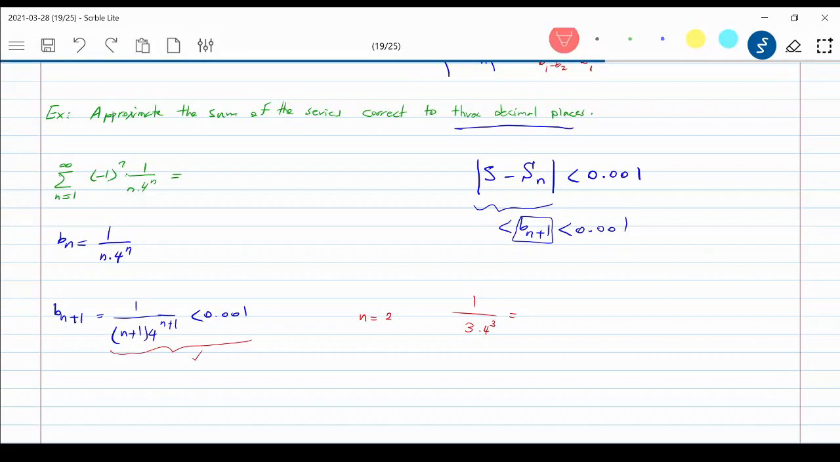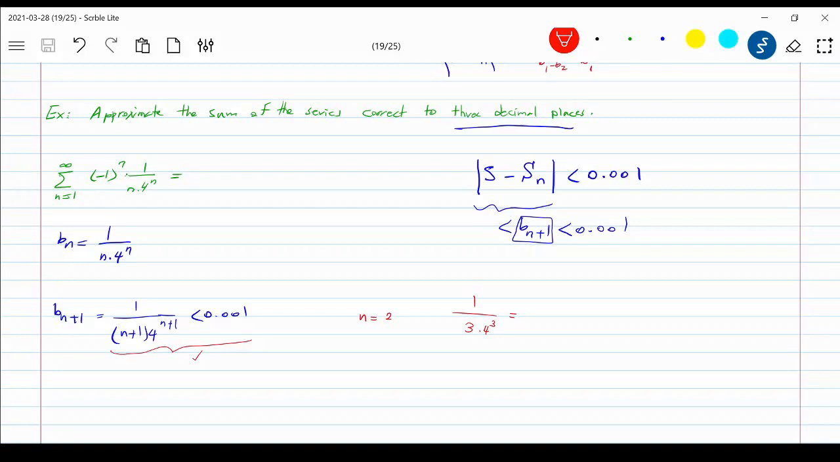Just to give you accurate data, 1 divided by 3 times 4 to the power 3 is 0.0052. You can check my work to see if it is correct or not.